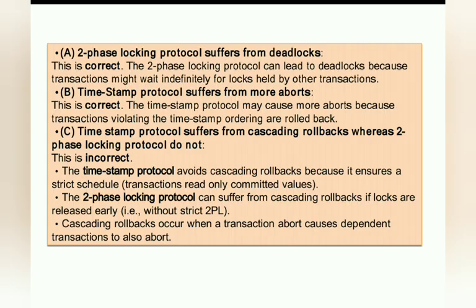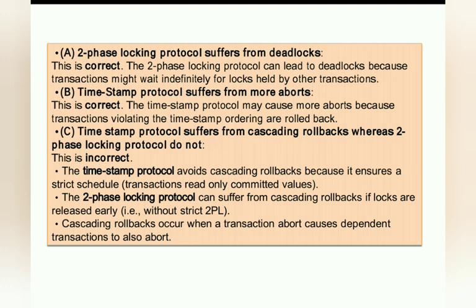So here, two-phase locking protocol suffers from deadlocks is correct, because in two-phase locking we have only two phases, that is the growing phase and the shrinking phase. So there is a chance of deadlocks here. And timestamp protocol suffers from more aborts is also correct, because timestamp protocol may cause more aborts, as transactions violating the timestamp ordering are rolled back.